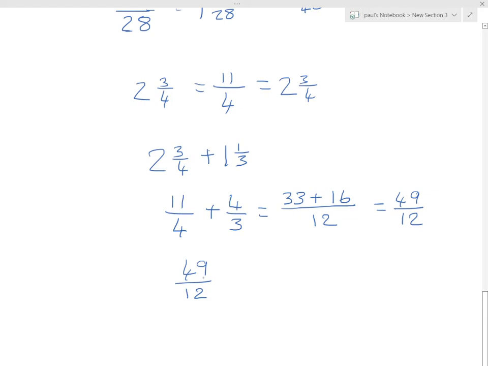And we need to divide this because it's a top heavy. So how many 12s go into 49? 4 12s are 48, so that would be 4 and 1 left over. So sometimes we will need to change things into top heavy before we do the addition, subtraction, or whatever it might be. And other times we need to change the top heavy back into a mixed.